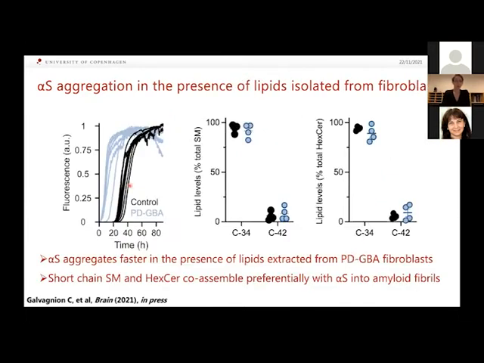So what we found is that first, alpha-synuclein was aggregating faster in the presence of lipid isolated from PD GBA fibroblast compared to the aggregation of the protein in the presence of lipid isolated from control fibroblast. Then we took the fibrils at the plateau phase, we extracted the lipid and investigated the composition of those fibrils. And actually what we found out is that although initially we have more long chain sphingolipid at the starting point, if you look at the fibrils, mainly the short chain sphingomyelin and the short chain hexosylceramide were found in the fibrils, which suggests that the short chain sphingolipids co-assemble preferentially with alpha-synuclein into amyloid fibrils.